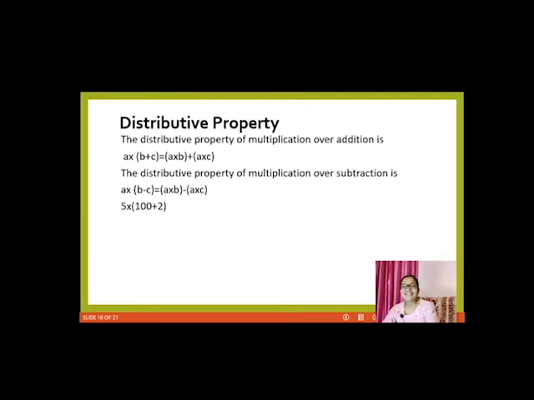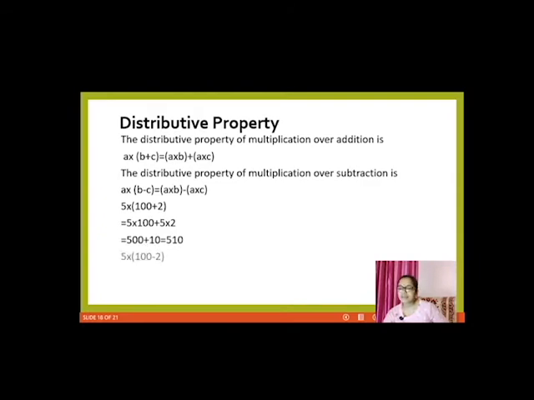So this is known as distributive property. We can say multiplication is distributed over addition as well as subtraction. Now let's see an example. So if you want to multiply 5 to the sum of 102, you have to open the bracket in this way. 5 multiplied by 100, then 5 multiplied by 2, and the sums are added. So you'll get this answer.